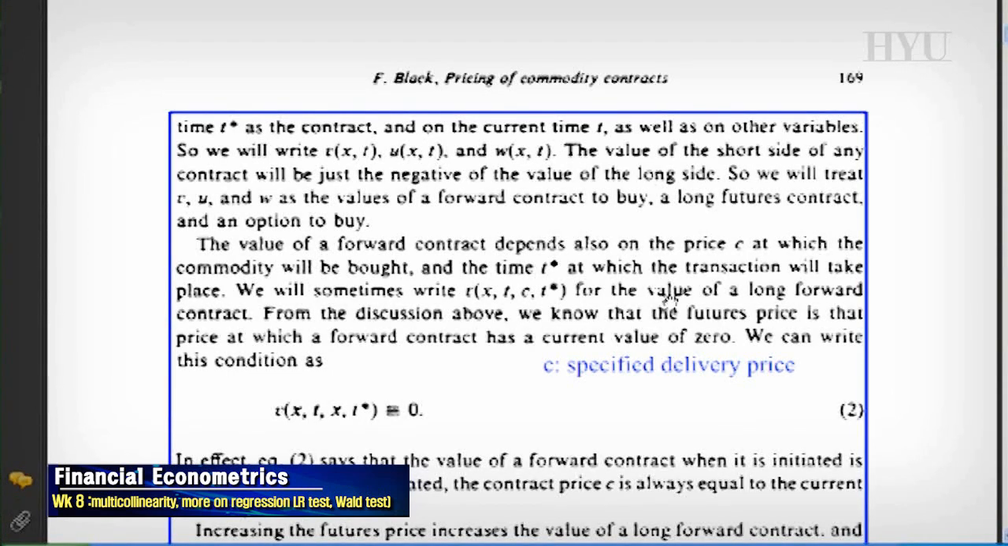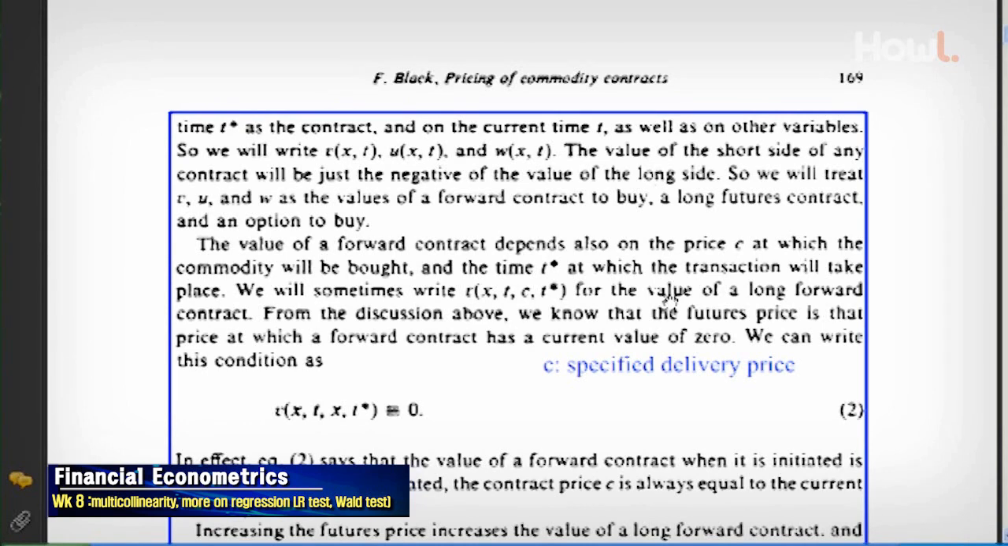The value of the forward contract is different from the forward price, right? So it is again different from the value of the futures contract. The value of the forward contract depends on the price C at which the commodity will be bought, which is specified. We could specify the delivery price, so the forward contract should depend on the delivery price, and on time T star, the maturity date at which the transaction will take place. Therefore, we will sometimes write the value of the forward contract as V of x, t, C, T star, where x is the underlying, t is now, C is the delivery price of the forward contract, and T star is maturity.